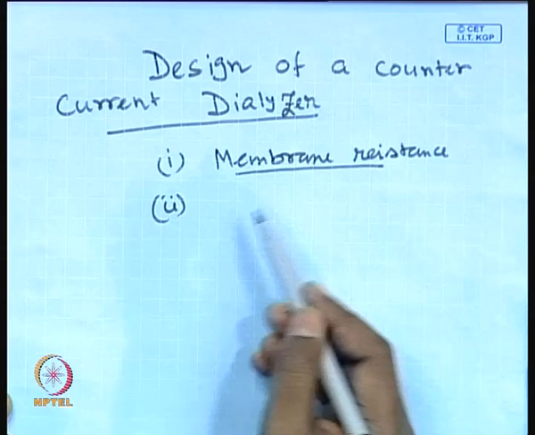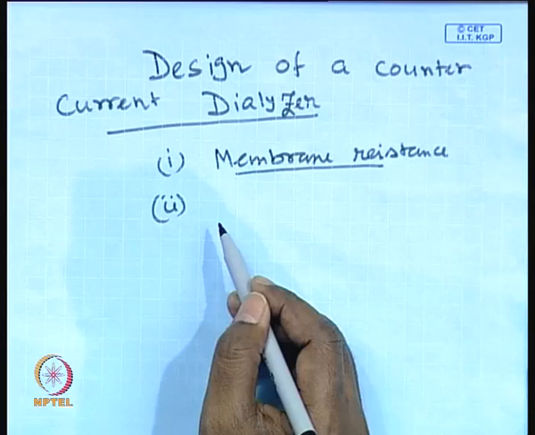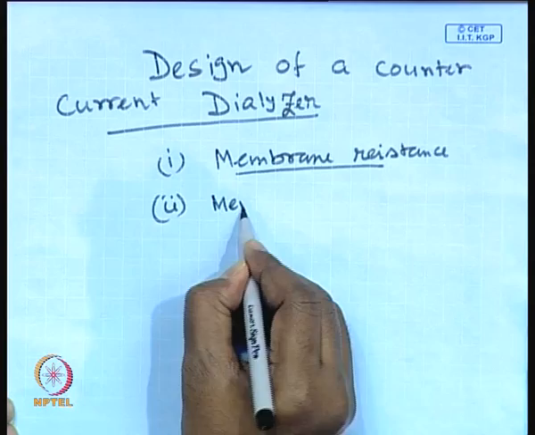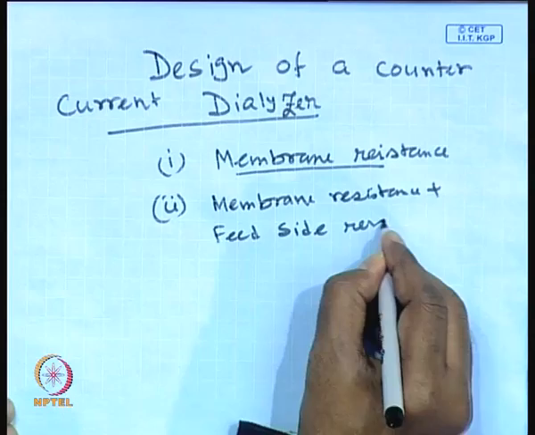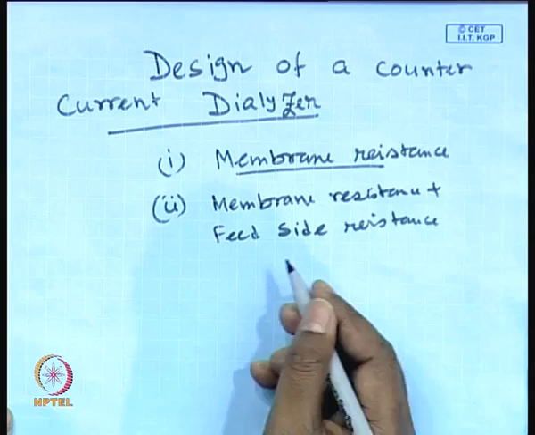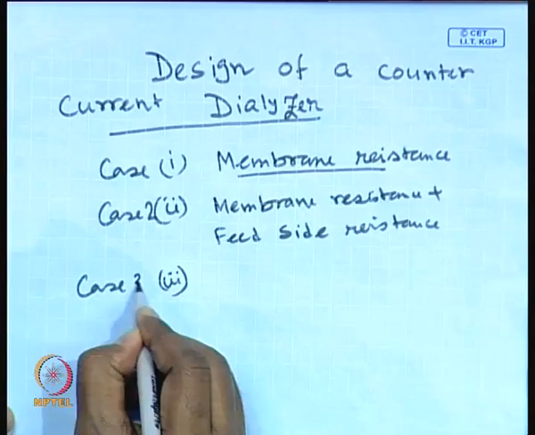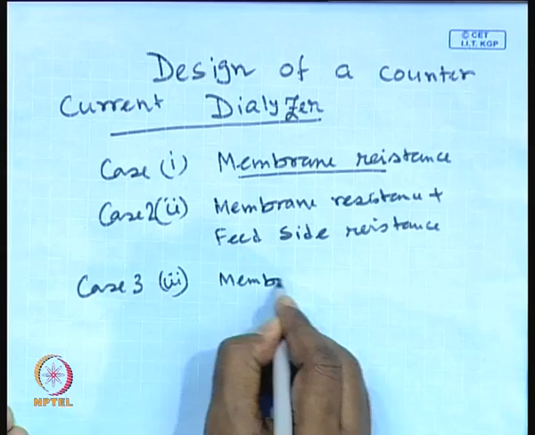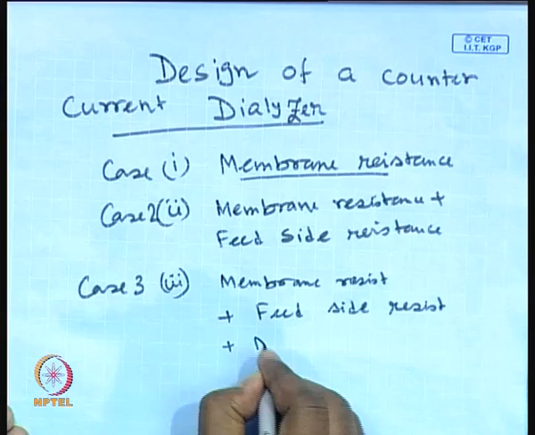Now, typically the feed flow rate is 2 times or 3 times lower than the dialysate flow rate to have better efficiency. Now, if you consider the resistance of the membrane as well as the feed side resistance, then what membrane area are you going to get for a particular separation of the dialysis process. This is case 1, this is case 2, this is case 3. In the third case, including membrane resistance, you include the feed side resistance as well as the dialysate side resistance and see what membrane area you are going to get.